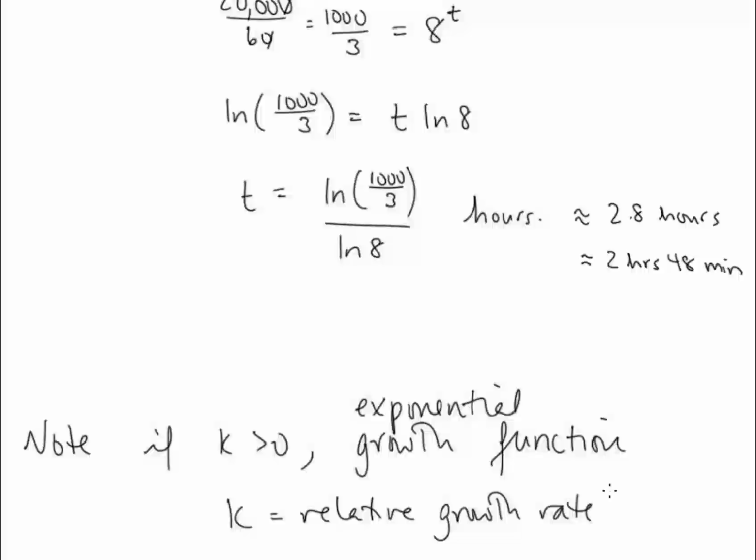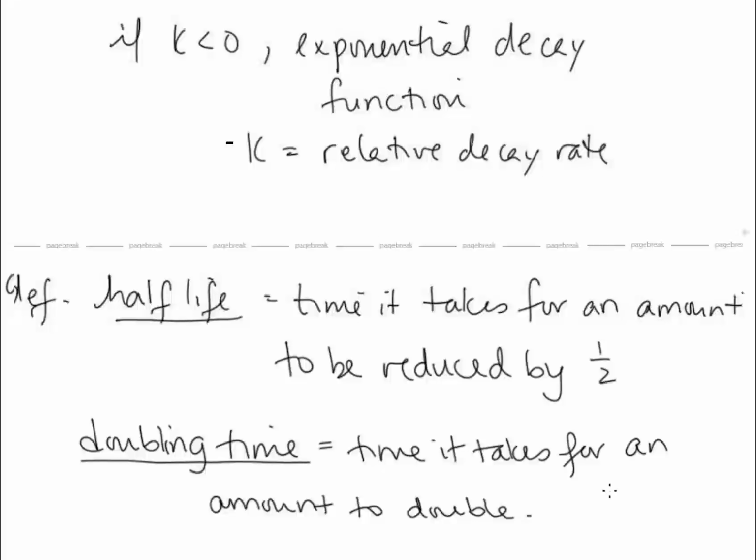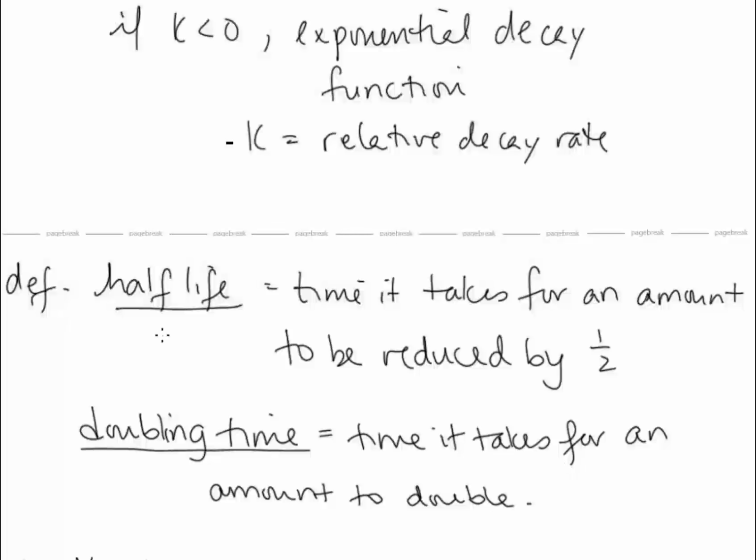So in this problem, we said that K was the relative growth rate, and I want to point out that that happens when K is a positive value. If K is a negative value, then we're talking about an exponential decay function and the relative decay rate. We'll take a look at a decay problem next. But first, a couple of definitions. Half-life is the time it takes for an amount to be reduced by 1/2. And doubling time is the time it takes for an amount to double.